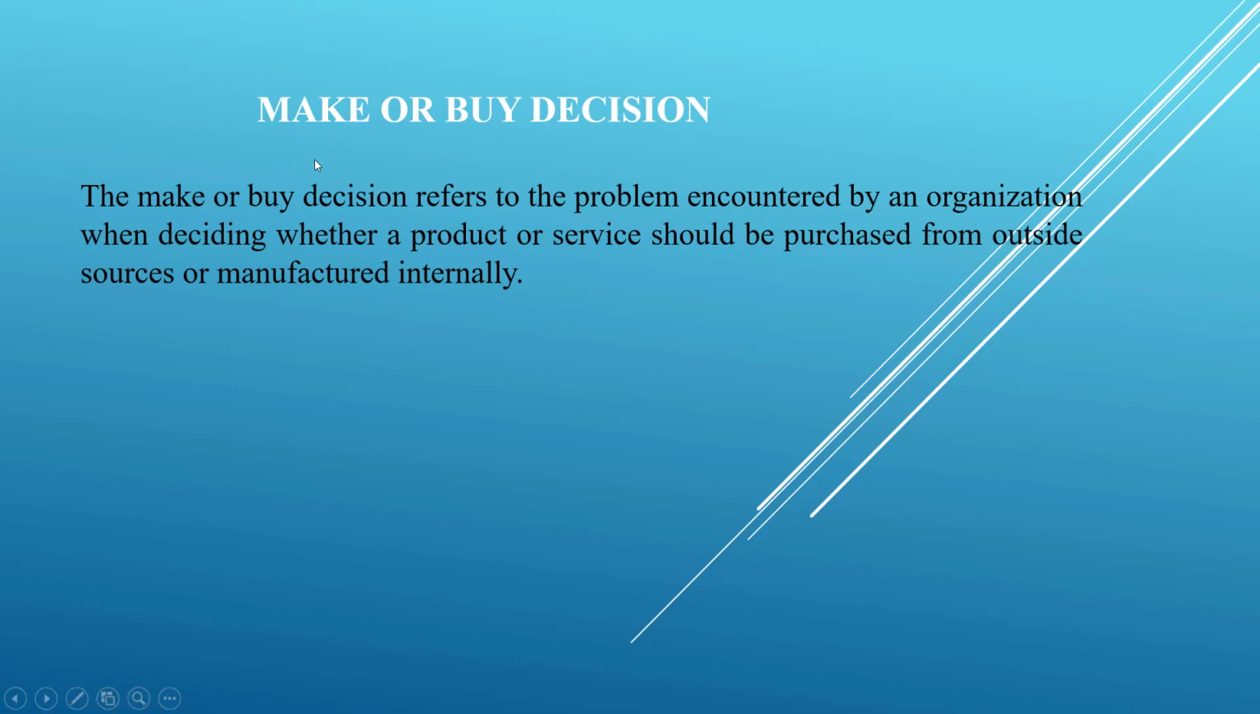Make means the manufacturer will be making the product internally inside the company, and buy decision means when they are trying to purchase it from outside sources. So they have to keep in mind whether making the product in the organization is profitable, or buying the product from outside is more profitable. They have to check those things, and then only they will take a decision. This is known as make or buy decision.